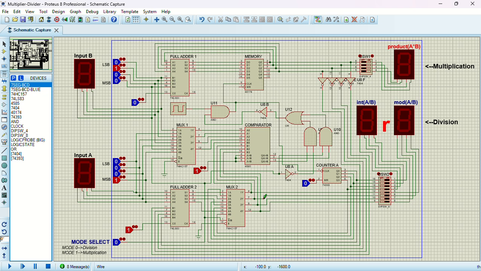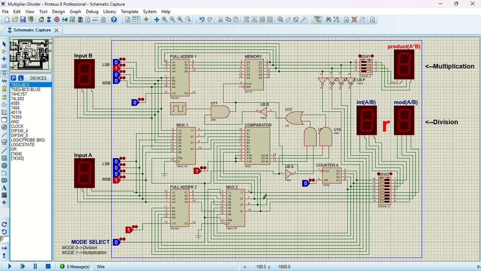So now let me just explain a few things as to how it works. I've already uploaded my videos on the multiplier circuit as well as the divider circuit, right? So essentially what I simply did here was I combined them together. I combined the multiplier circuit with the divider circuit because I realized the components are the same for both circuits. The only difference was the comparator stopping condition.